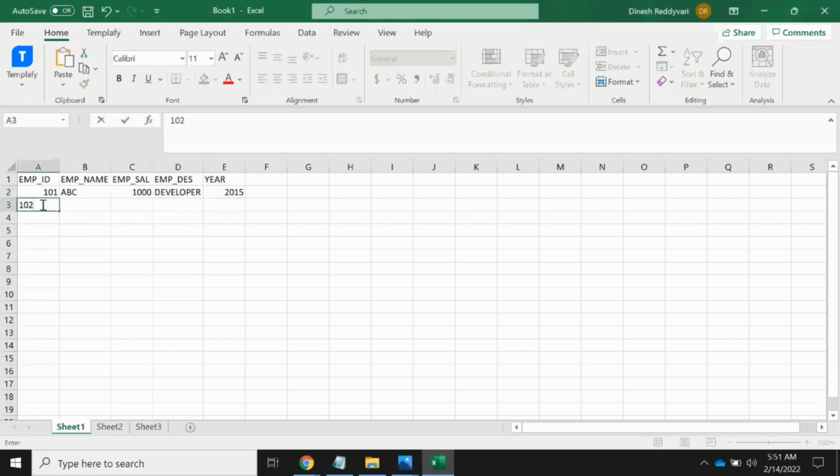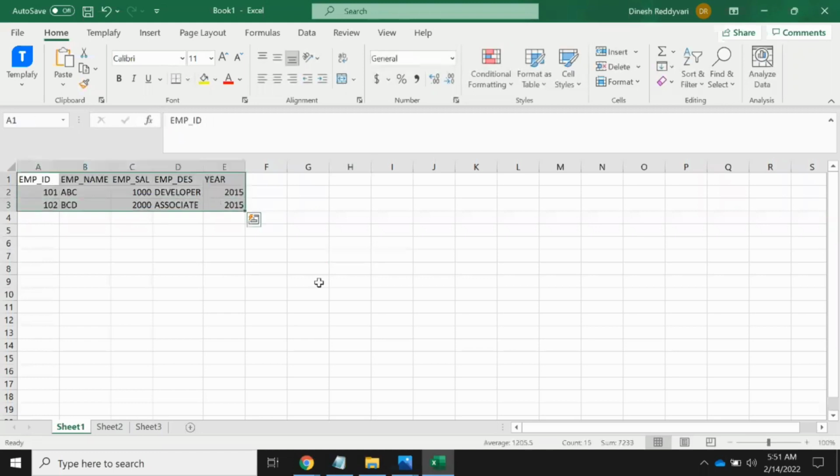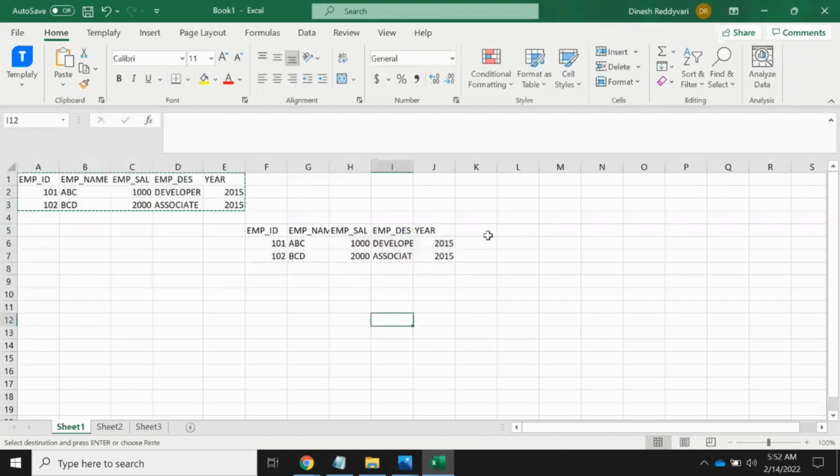In the same way, we have another employee, 102, BCD, 2000, and his designation is associate. Just assume that. He also joined in 2015. Now consider these two records, for the year 2015. When we are storing the data related to this employee information in this table, let's assume this is an employee table. Next year, this is what will happen.